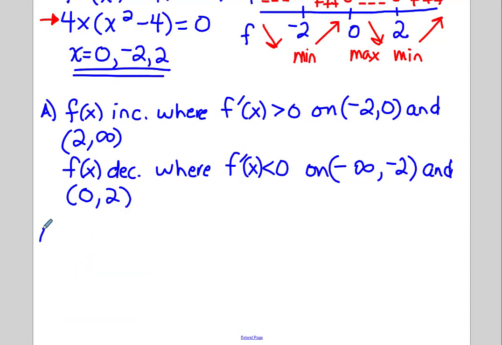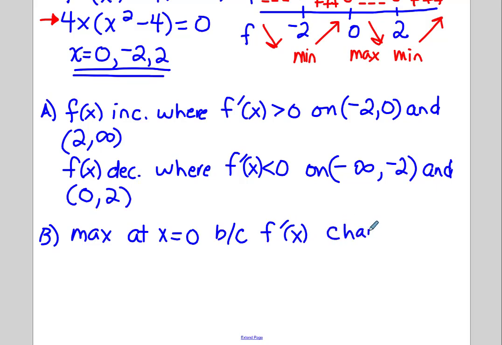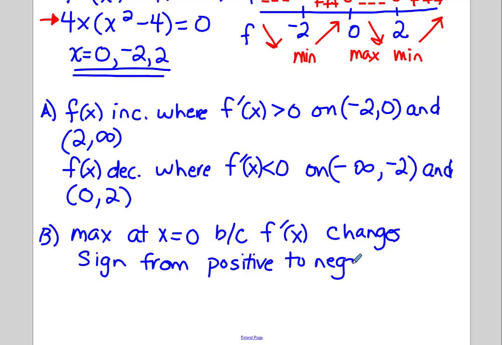And then for part B, the maximum occurs at 0. We have a maximum at x equals 0 because f prime of x changes sign from positive to negative at 0. And that takes care of the maximum.